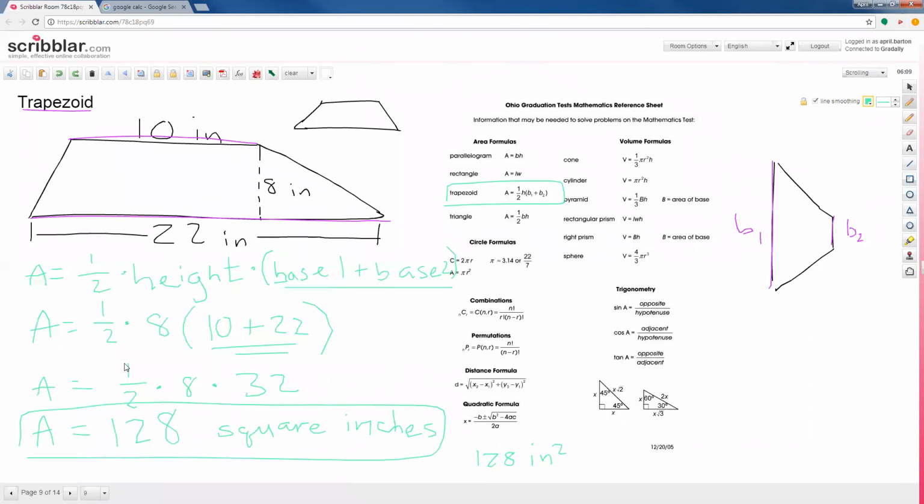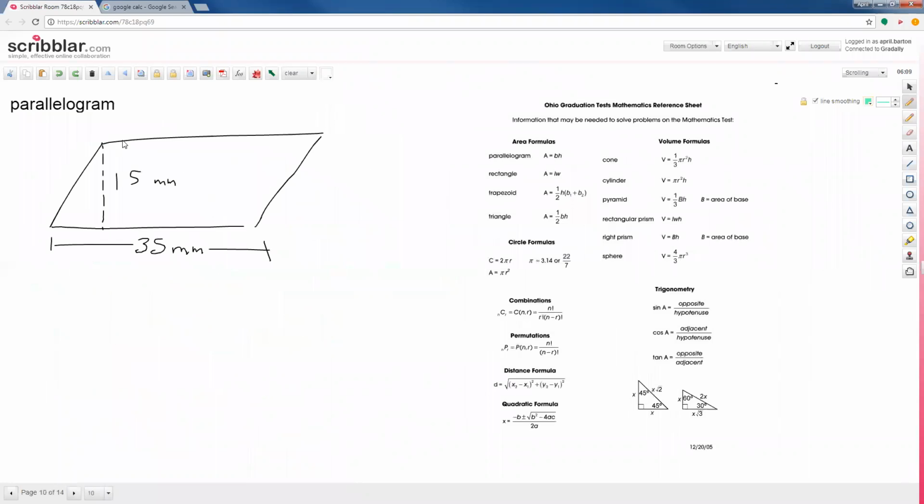So one more area shape we haven't seen yet is the parallelogram. So our parallelogram is actually a very similar formula to a rectangle. Base times height. Rectangle calls it length times width, but it's still the same process. We just multiply the two numbers together.